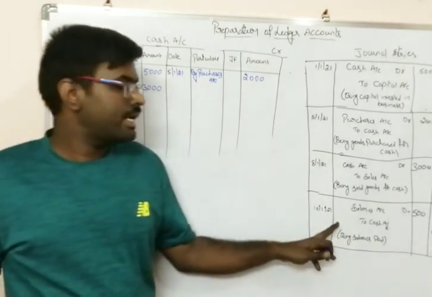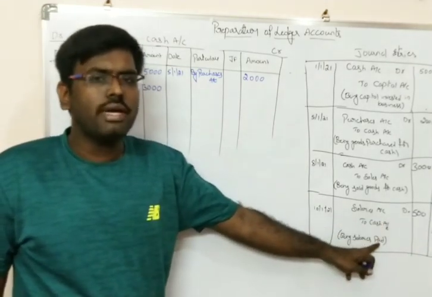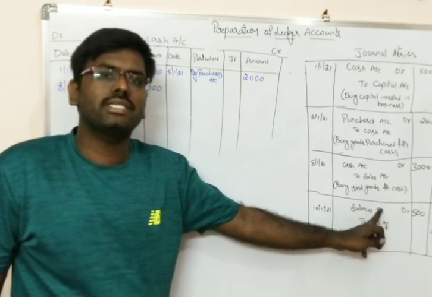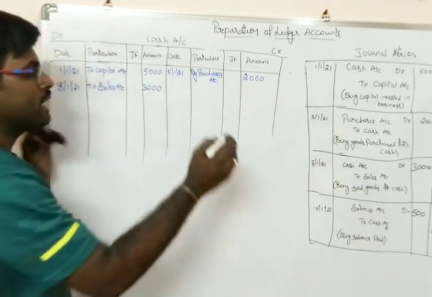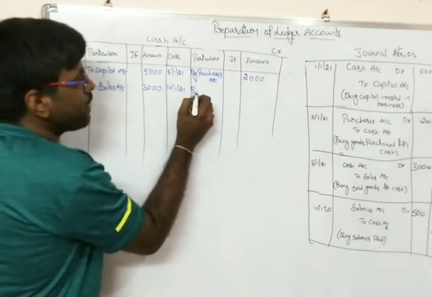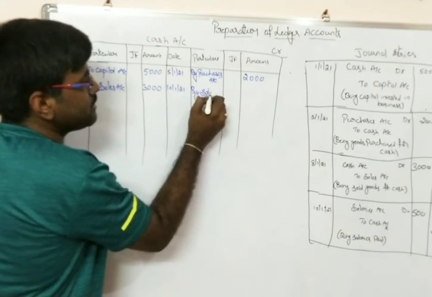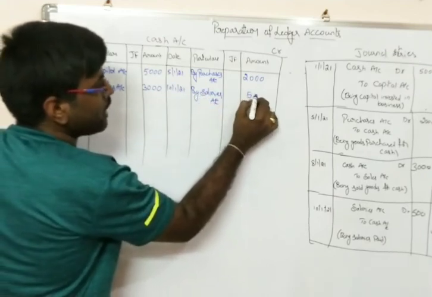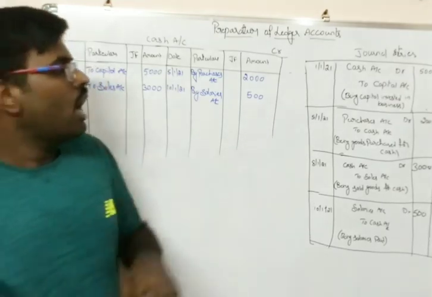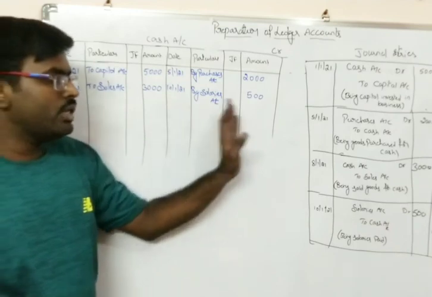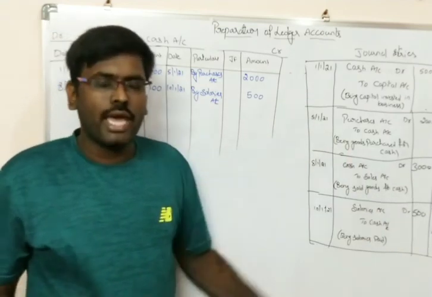The next journal entry is salaries account debited to cash account. Again the cash account is on the credit side, so the salaries account is recorded on the credit side: on 10/1/21 "By salaries account", amount 500. Among all the journal entries, we have now recorded all the cash entries. We do not have any more cash entries.